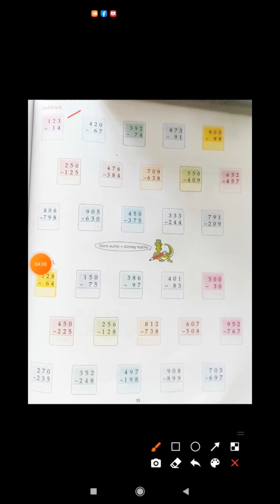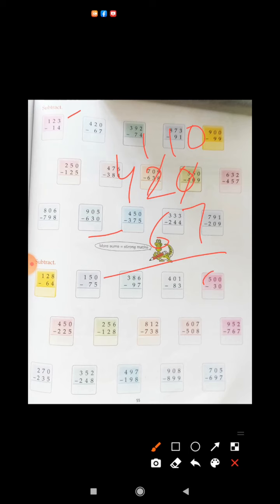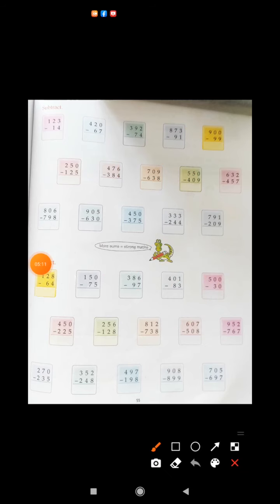Now next 420 minus 67. Subtract the ones. 0 is less than 7, take borrow from 12. Here will be 10, here 1 remaining. 10 minus 7 is 3. Now subtract the tens. 1 is less than 6, take borrow from 4. Here will be 11 and 11 minus 6 is 5. Here 3 is remaining. 3 minus 0 is 3. The answer is 353. Like this you do yourself this one.